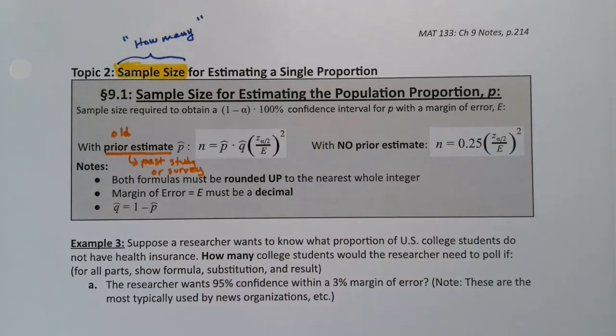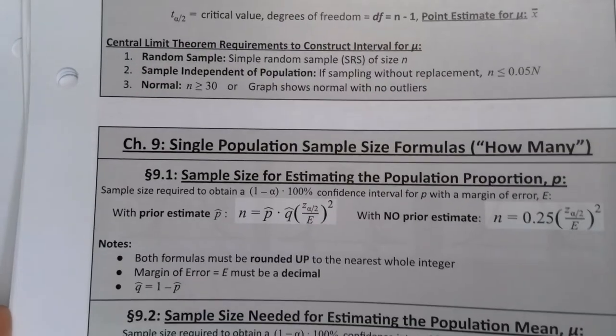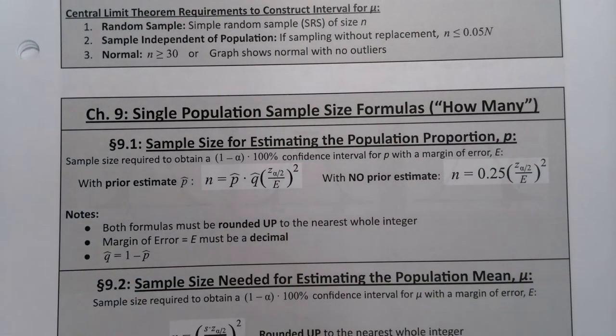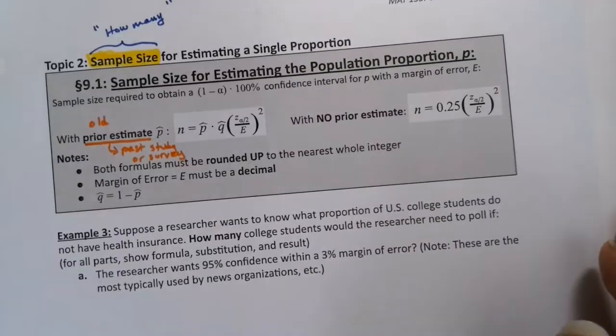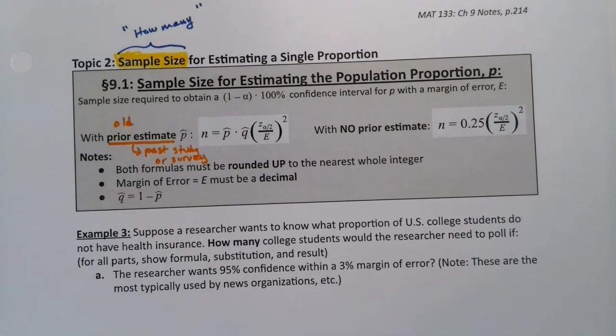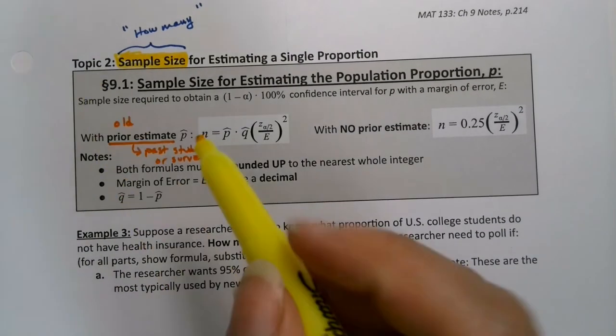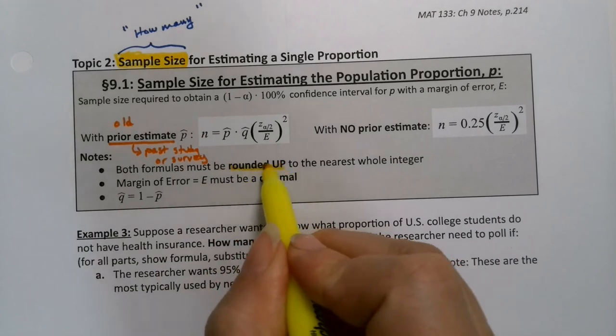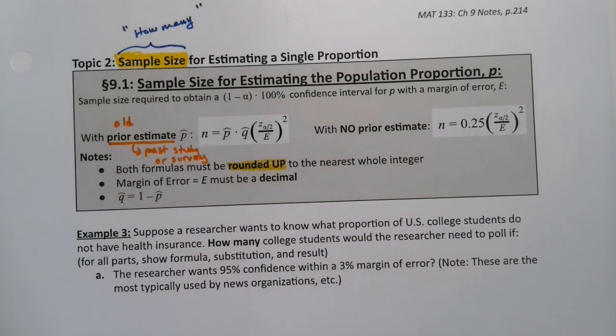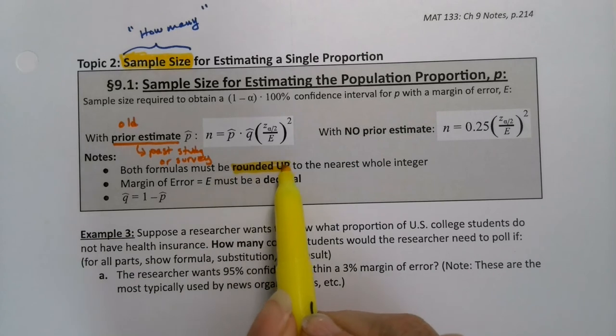And as per usual, they are in your exam notes packet. So you do not have to memorize them. You do not have to write them on your own notes packet for the exam. They're right here on this page. So right there, that whole box. All right, so both formulas must be rounded up. That's key because you cannot have a decimal of a person. You either talk to one person or two people or three people, but you can't have 1.23 people.